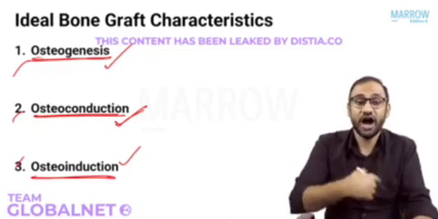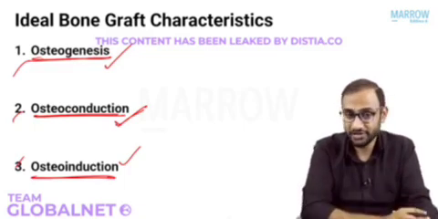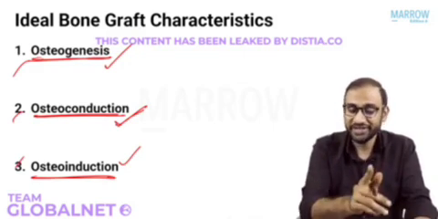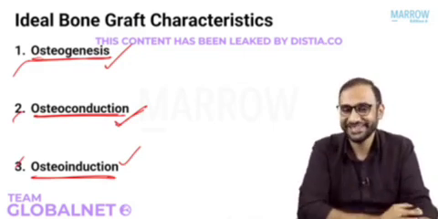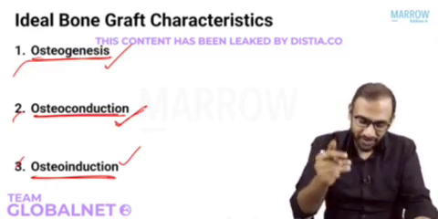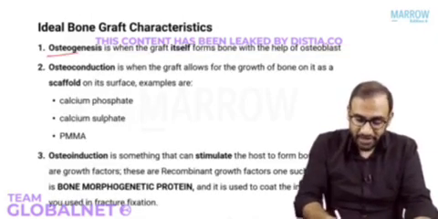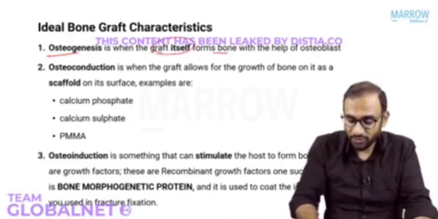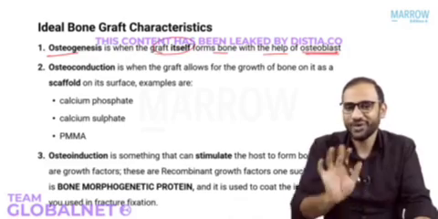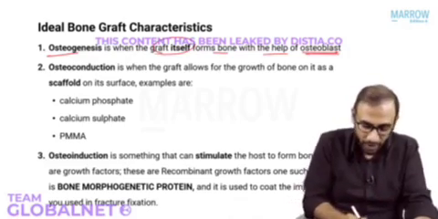But if you want artificial bone supplements, are they available in the market? Yes. But they will not have all the characteristics. They will have some of the characteristics. So what are these characteristics? We have talked. Now let's read. Osteogenesis is when the graft itself forms bone with the help of osteoblasts. So this can only be natural. Artificial will not be available in the market.